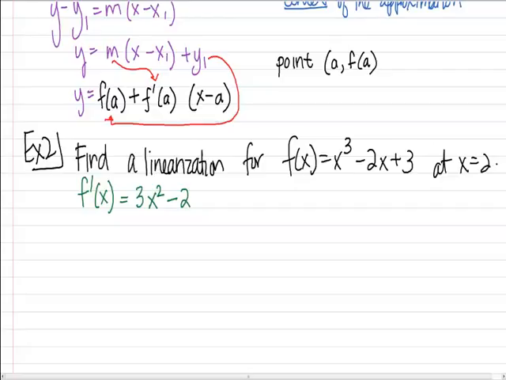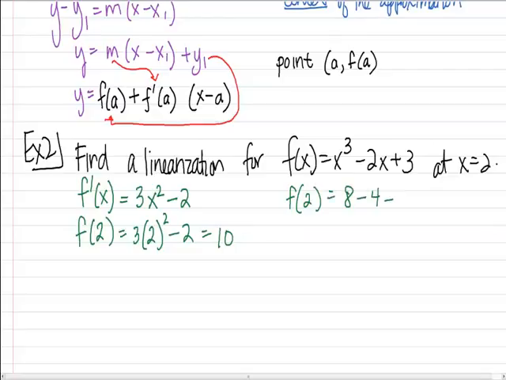So that means we need to find out what f prime of 2 is. We need the slope at that particular point. So that means 3 times 2 squared minus 2, so we have 10. We also need to know our point, so that means f of 2, and that's 8 minus 4 plus 3. So we have 7.